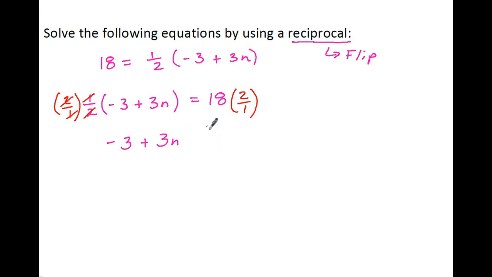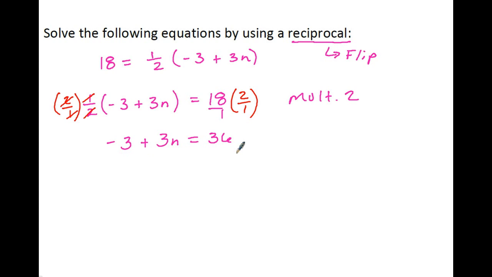Well, you know what, I don't even need the parentheses. This is going to equal 18 times 2, and remember 18 times 2 is really 18 over 1 times 2 over 1, so this is going to equal 36 over 1, which is 36. So our first step was to multiply by 2. So we're just going to go ahead and write down multiply by 2.